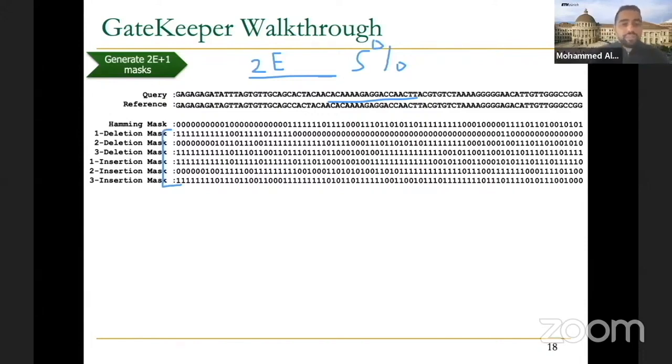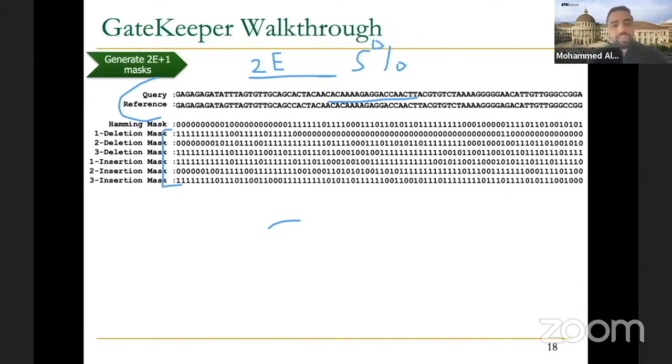Now the Hamming distance can be done using XOR operation directly, but for the others, we need to shift one of the two sequences, either the query or the reference, one of them, not both. One of them needs to be shifted. For example, for deletion, since the effect is going to the left, we need to do the opposite. So we need to shift the sequence to the right and then do the comparison with the reference using XOR.